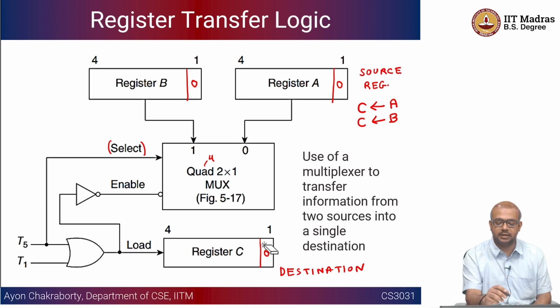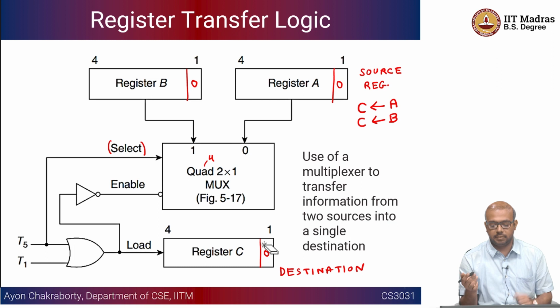But this operation, transferring the 0th bit from either B or A and putting that in register C, is done by a 2 cross 1 multiplexer, right? 2 cross 1 because there are two choices, and there can be only one select line. If the select line is 0, I may be choosing register A. If the select line is 1, I may be choosing register B.